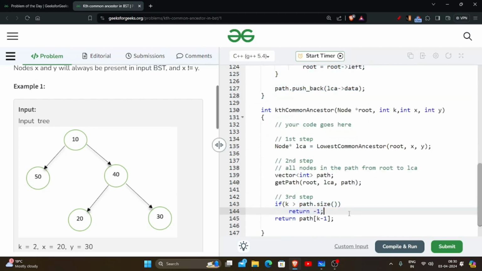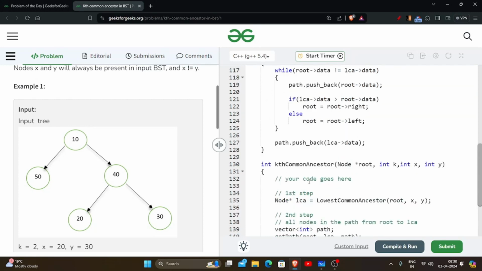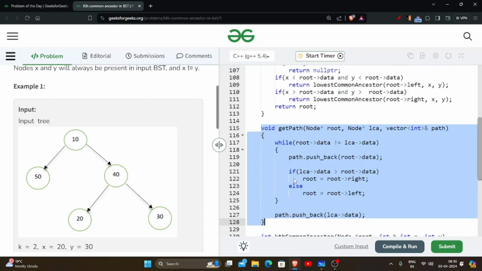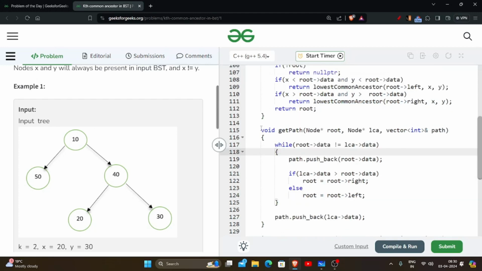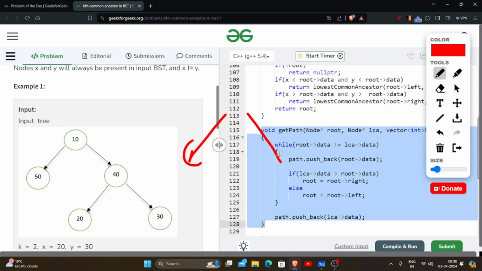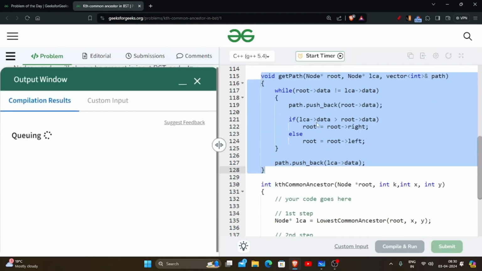And the third step was: if k is greater than my path size, return -1, otherwise return path[k-1]. This part can also be done recursively, like I did for the LCA: if this happens, call root right, and otherwise call root left. But I did it iteratively so that you can get the gist of both. Because this is a BST, we know it has to be either on the left or on the right, so we just have to move our root accordingly. It can be done iteratively or recursively.